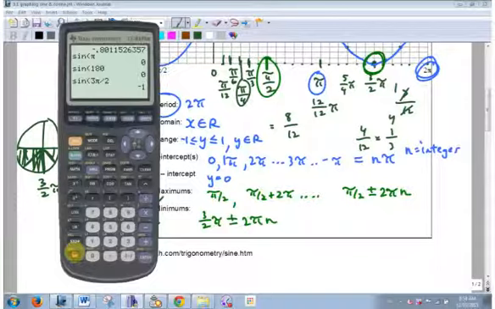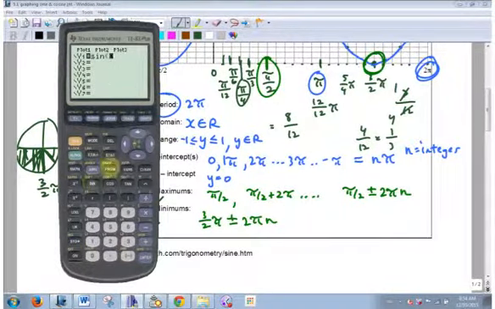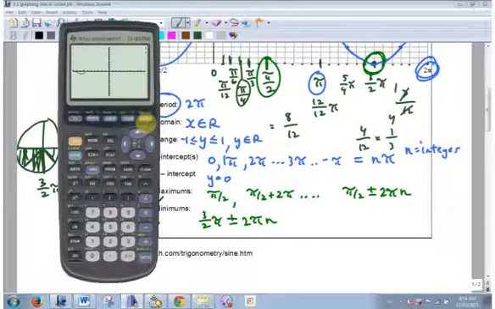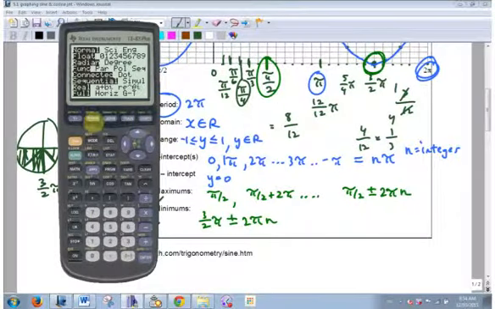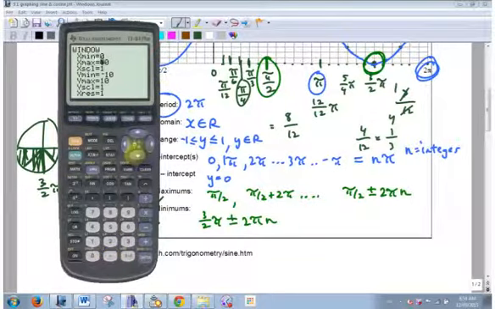You guys ever tried this? That's not that exciting though. That's in radians. What if I go from 0 to, what was this? 2 pi?